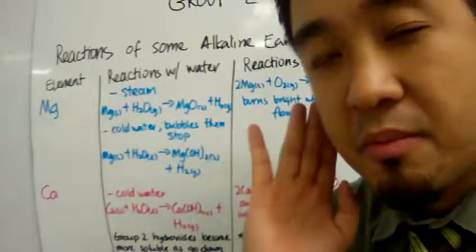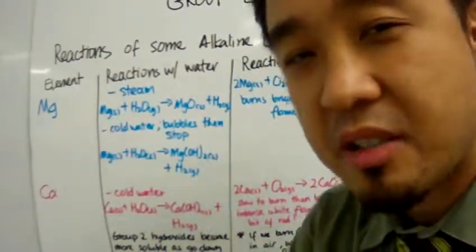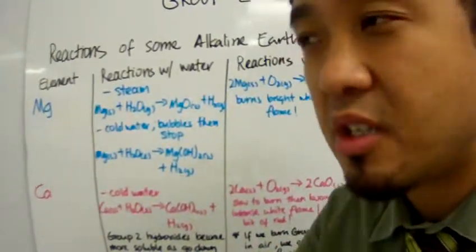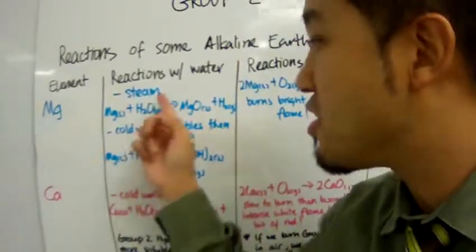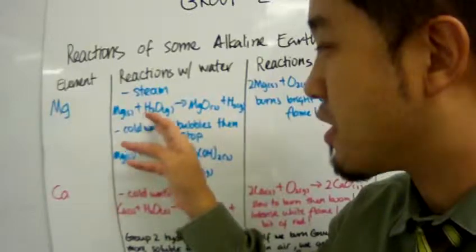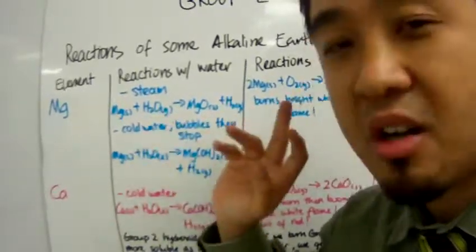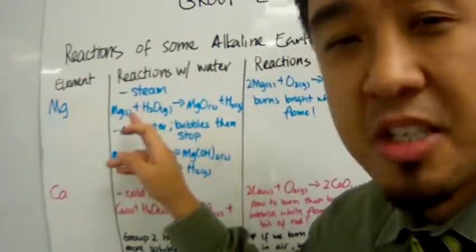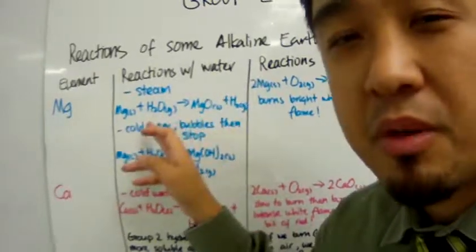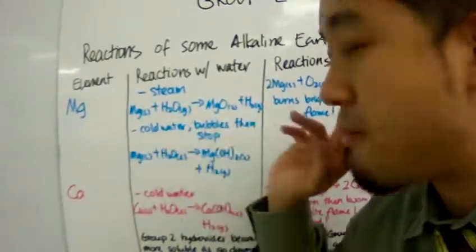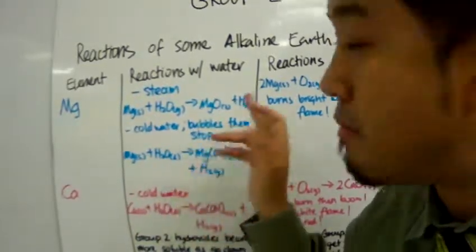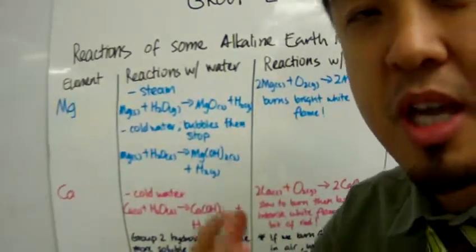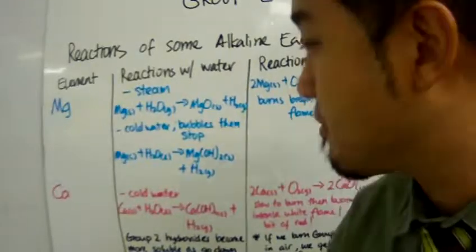Okay, so because magnesium is not very reactive, we need to give it more kinetic energy. By doing that, we use steam. Steam is the gaseous state of water. So when we mix magnesium with steam, we get magnesium oxide, not magnesium hydroxide like you get with the cold water, but magnesium oxide. You also get hydrogen bubbles.